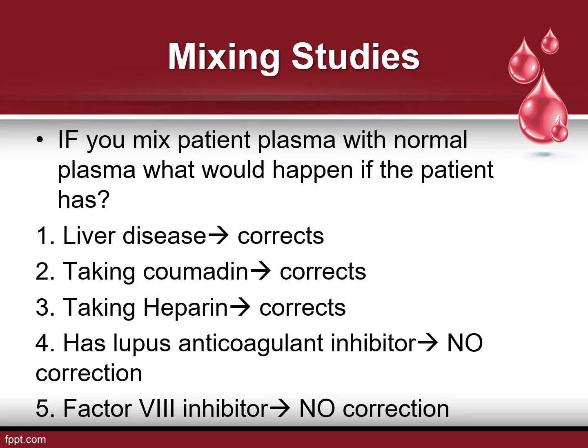This slide is to review mixing studies with the various conditions we discussed so far. For example, if you mix patient plasma with normal plasma, what would happen if the patient has liver disease? Usually it corrects. Taking Coumadin, it corrects. Taking heparin, it corrects. Has lupus anticoagulant inhibitor? No correction, because we have an inhibitor. Factor VIII inhibitor, no correction because there is an inhibitor.